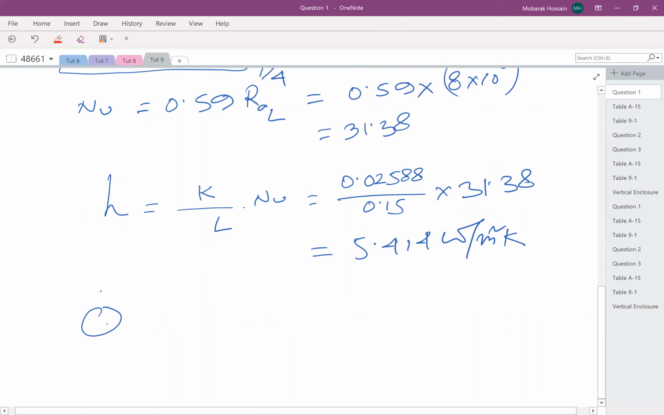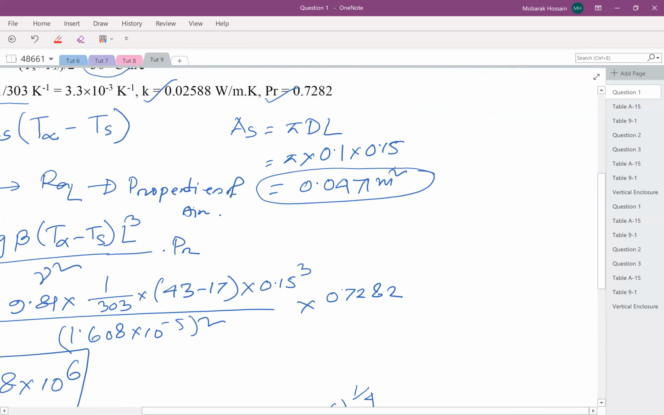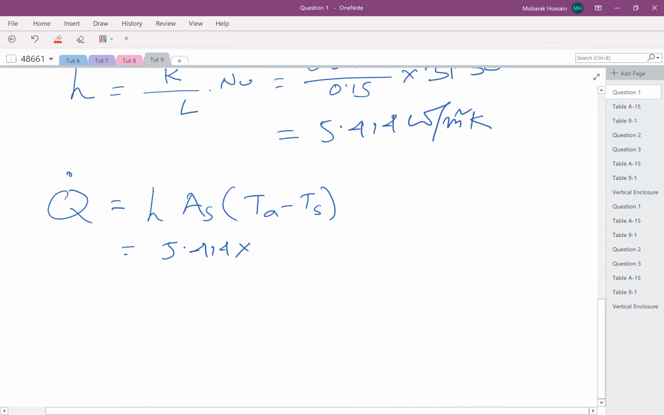We can calculate the rate of heat transfer from the can. The formula is h, surface area of the can, temperature difference. So this one is 5.414, and the area we already calculated is 0.0471, times the temperature difference, which will give us 6.63 watt.